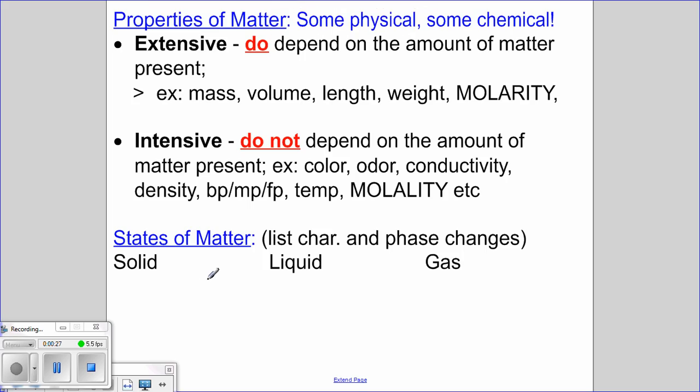Alright, so it's storming outside my house right now. If you hear a little bit of thunder, don't be scared.